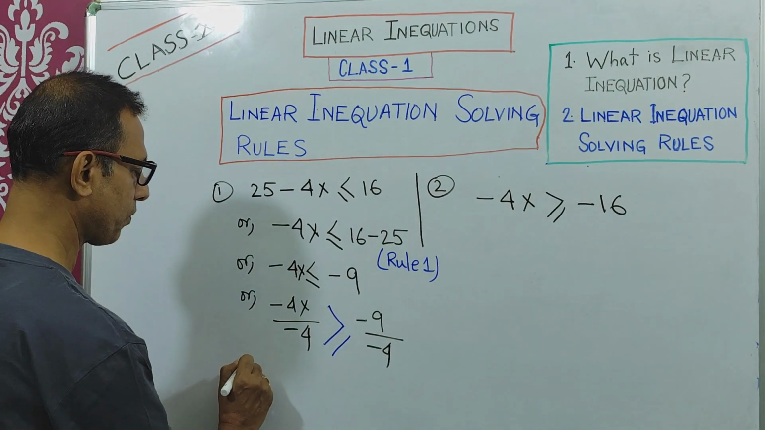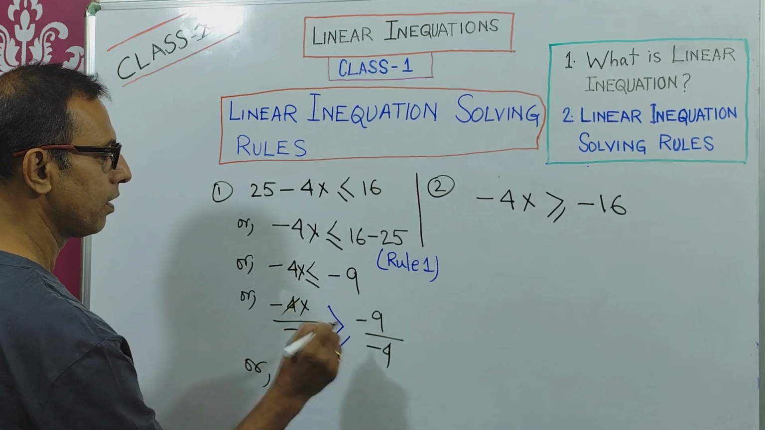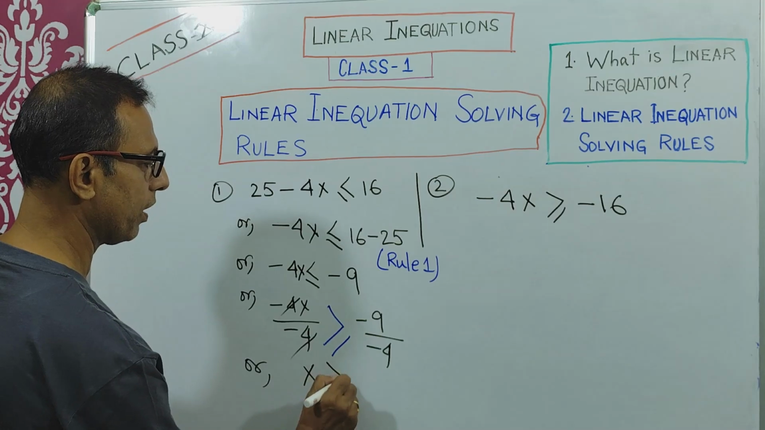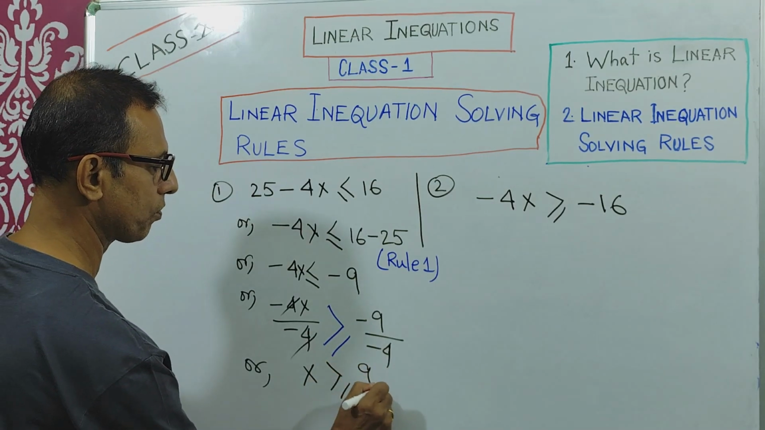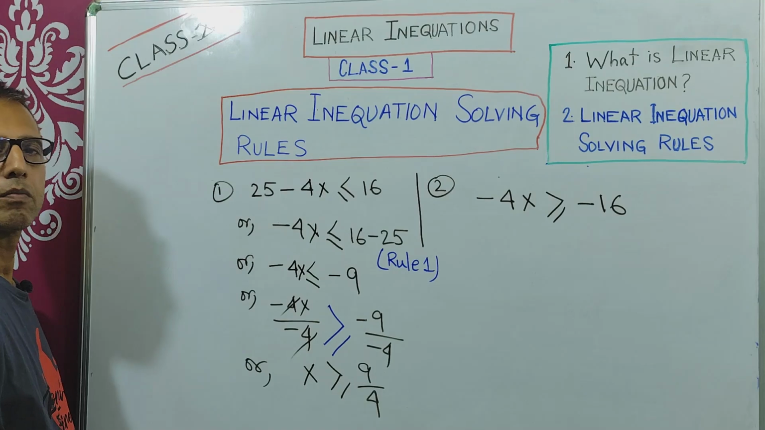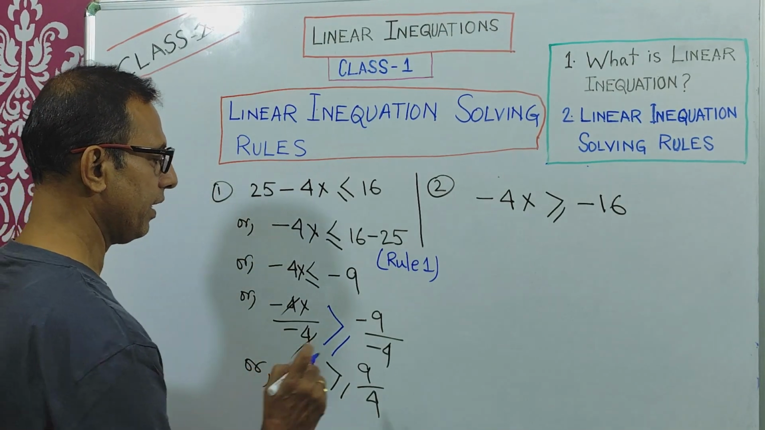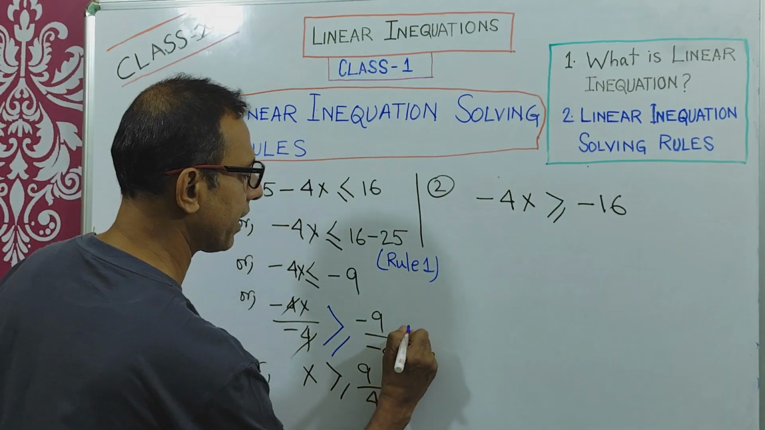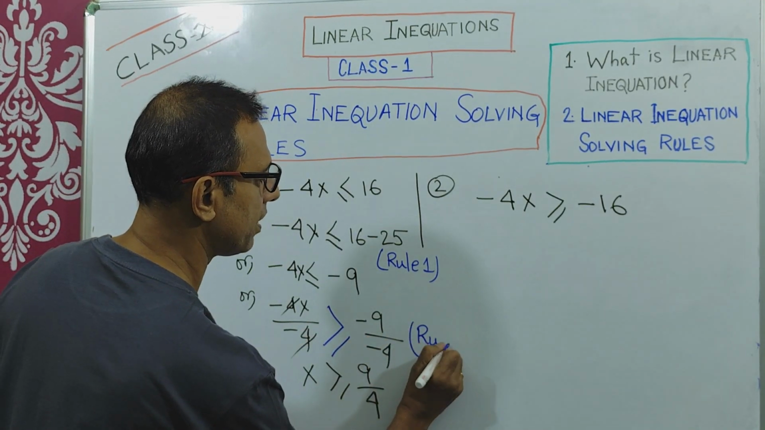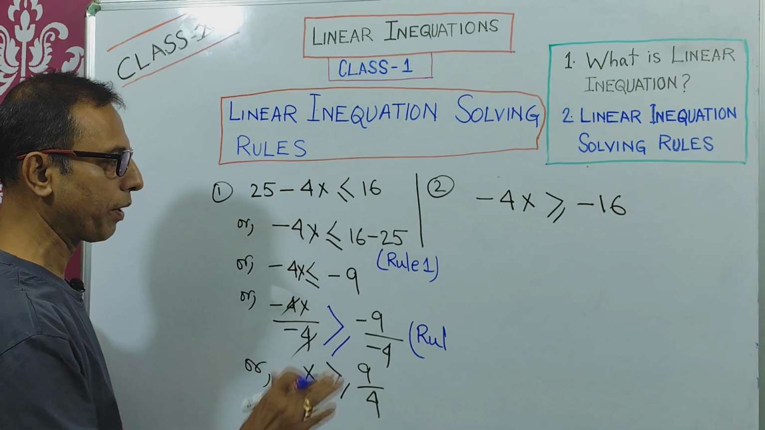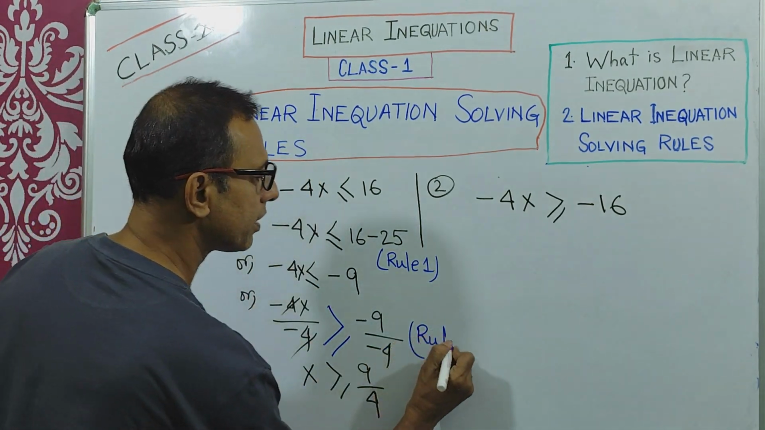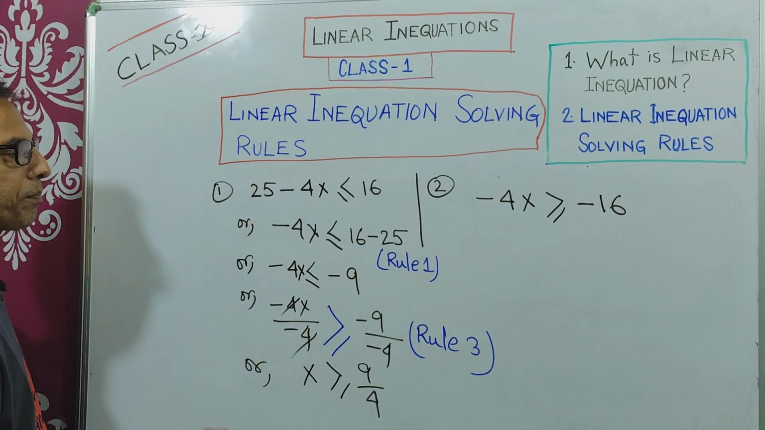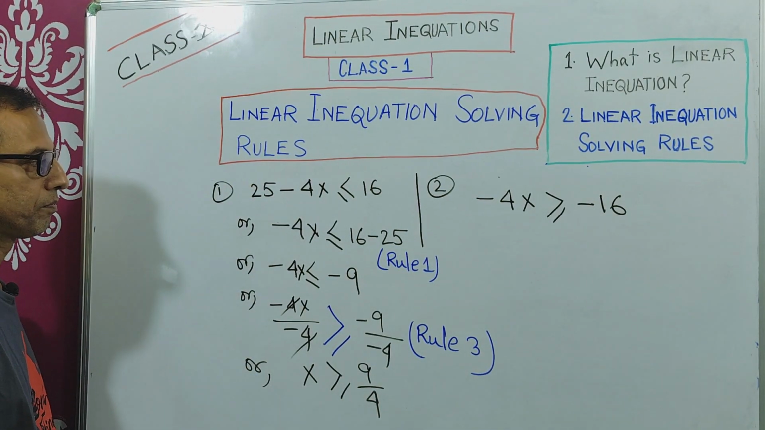Okay, now minus 4 cancel. So it will be x greater than equals to minus 9 by 4. Right? So here the sign is getting changed by dividing both sides with the same negative number. It is rule 3 as per this video. It is not the thumb rule, rule 1, rule 2. As I explained in this particular video, that was rule 3. So rule 1 and rule 3, both of these are applicable here. Okay.